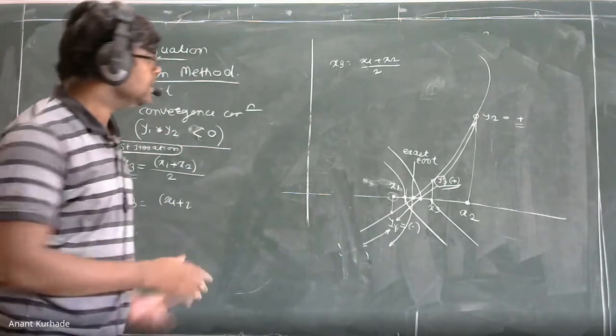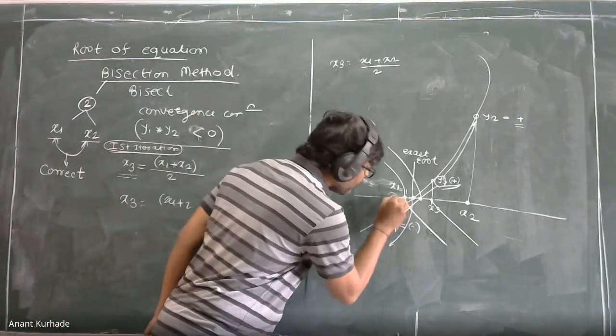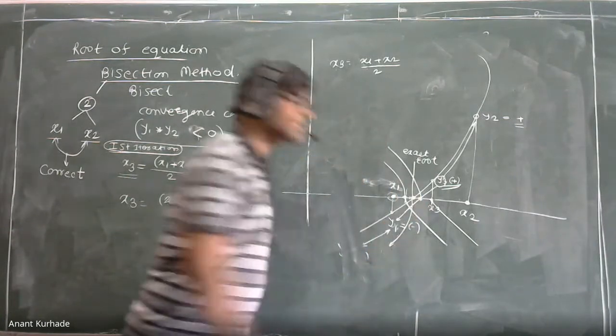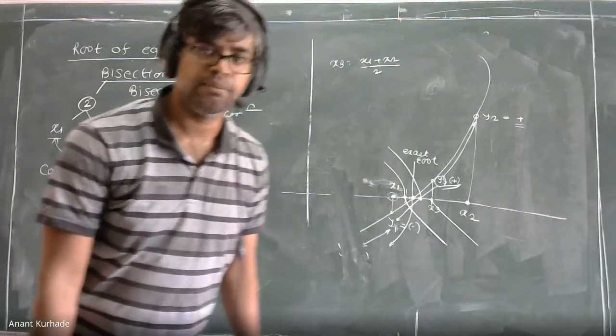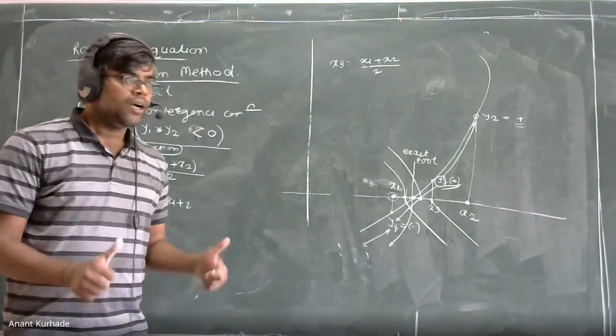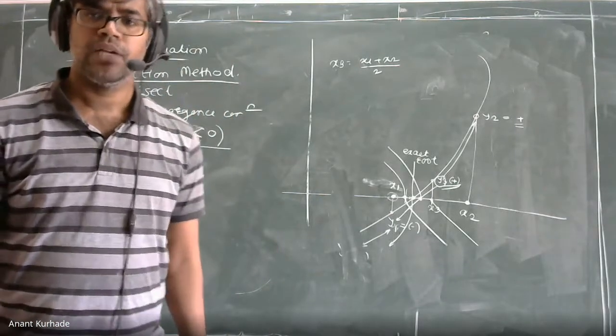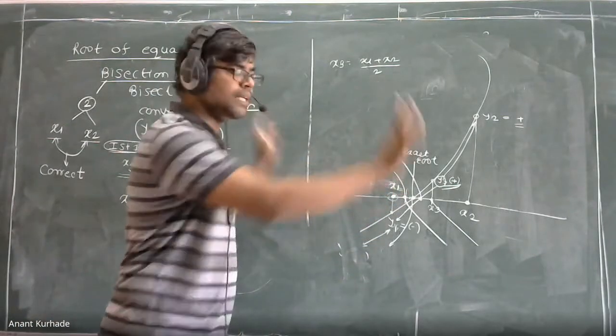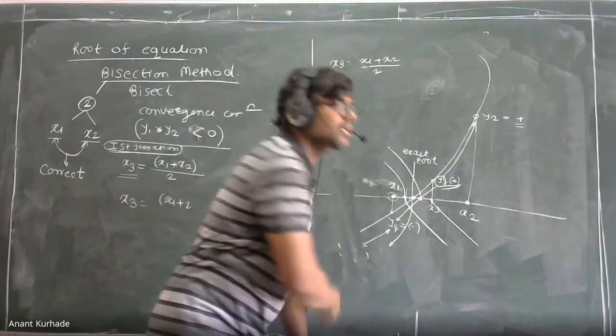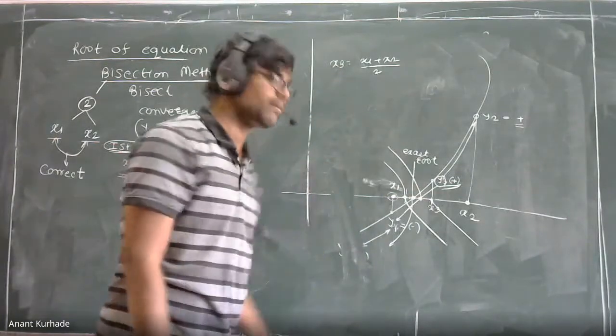15-20 iterations means approaching towards the exact truth. So more number of iterations means more accuracy. Do you understand this? This graph is just for understanding purpose.